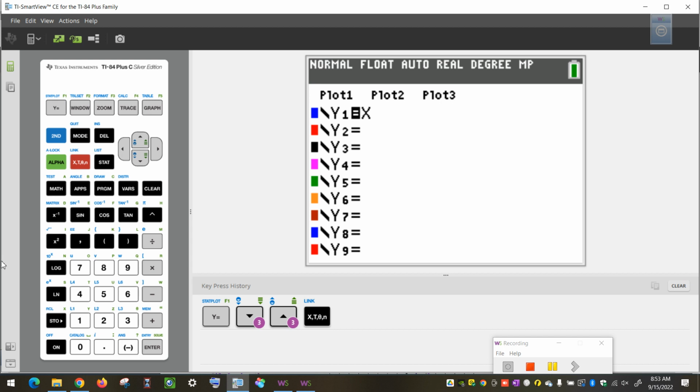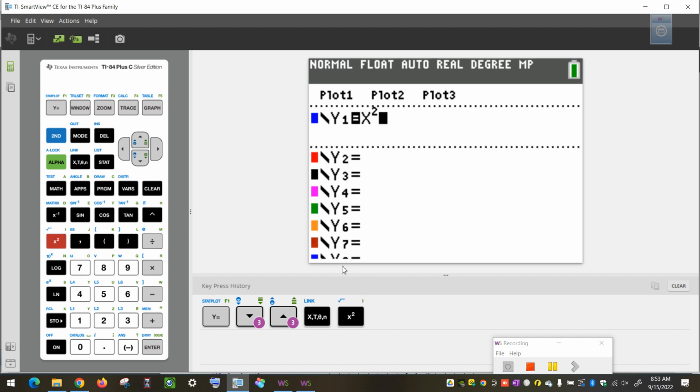And then if we want to make it squared, we actually have a squared key. That's right over here, diagonal from where the 7 is. So we just turned it into x squared. And then this one was a +2. So we're just going to go ahead and add that onto the end.